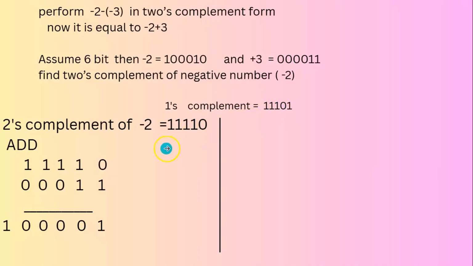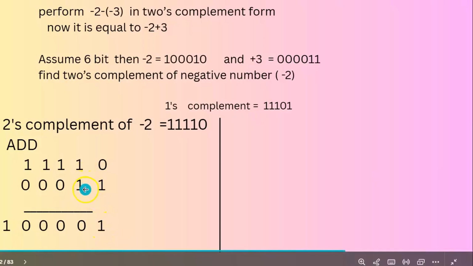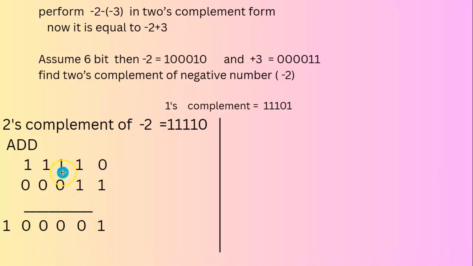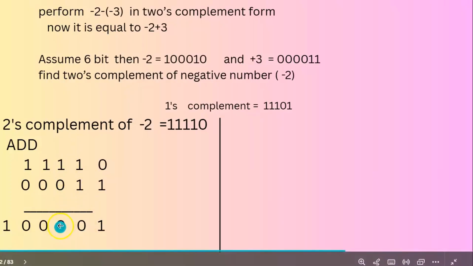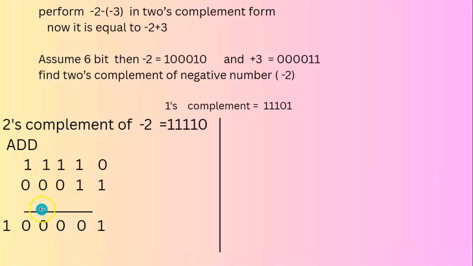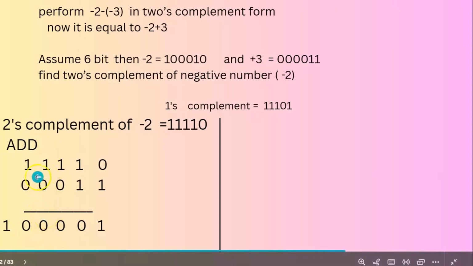Now we have to add the 2's complement of this negative number with the other value, that is 3 here. You just add it here: 0 plus 1 is 1, and 1 plus 1, as we already discussed, becomes 10. So you put 0 here, and 1 is taken as a carry. Again 1 plus 1 is 10, so 0 will be stored here and 1 will become a carry. Then 1 plus 1 again is 10, so you put 0 here, and again 1 becomes a carry. So when you add 1 plus 1, you get 10 here.